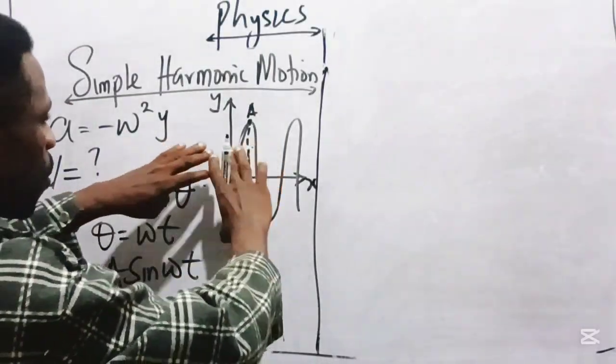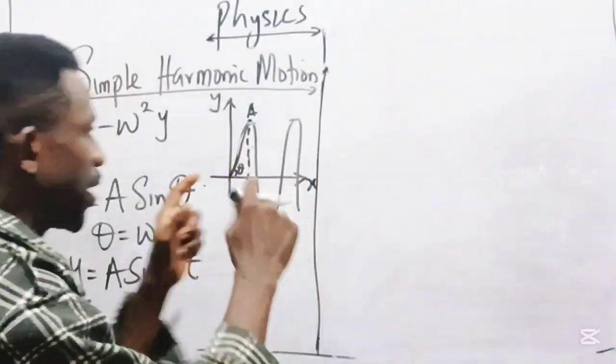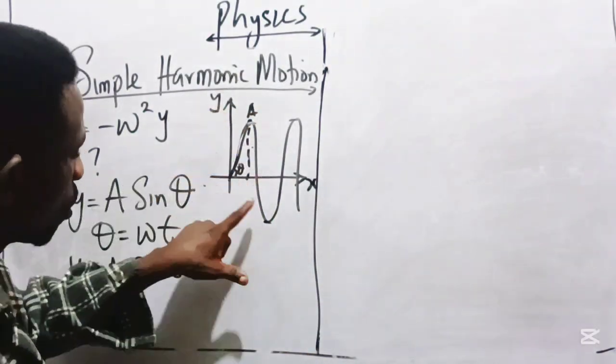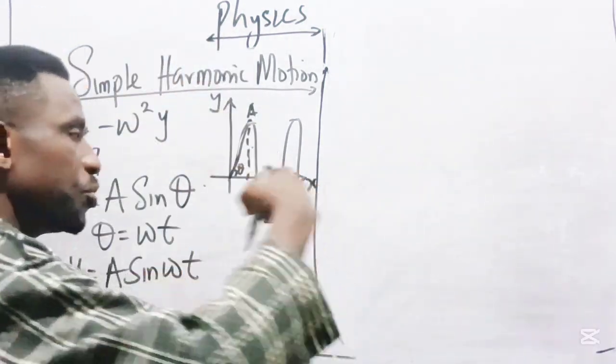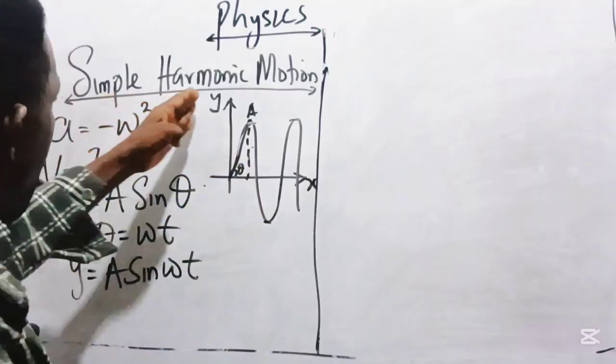Now, this particular one is harmonic. Pay attention. It has equal amplitude, hence it is harmonic, and it is also periodic, because after a cycle it repeats itself and it continues that way. That is why it is called simple harmonic motion.